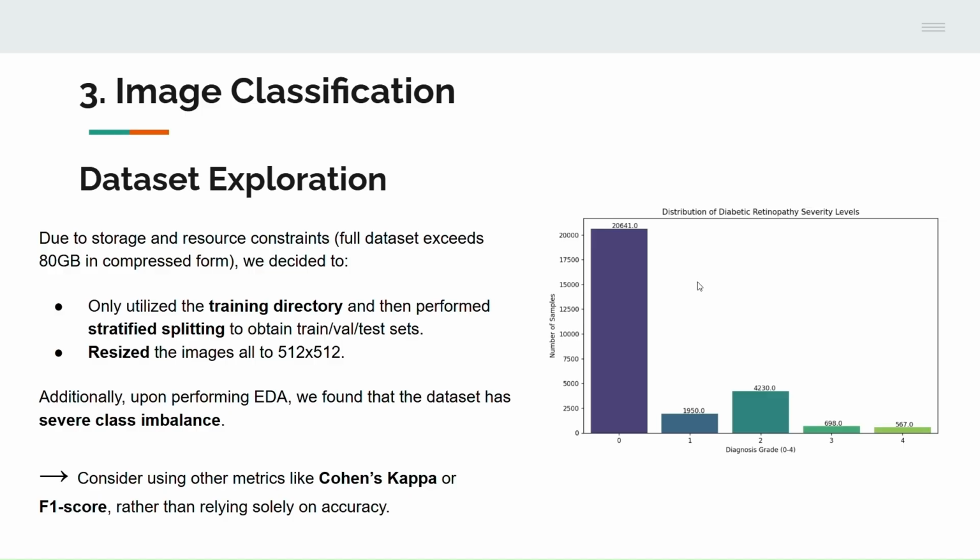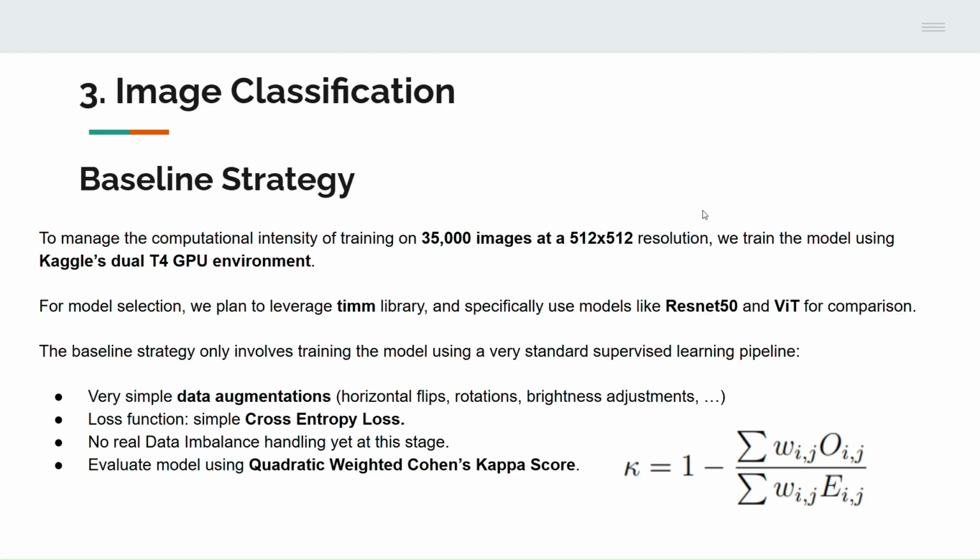Upon performing EDA, we also found that the dataset has severe class imbalance, so later on we should consider using metrics like Cohen's kappa and F1 score rather than accuracy. For our baseline strategy, we primarily decide to leverage the timm library and use models like ResNet50 and ViT, along with a very simple training pipeline shown here. So we use very simple data augmentations. There is no real data imbalance handling yet at this stage, and then we evaluate the model using the quadratic weighted Cohen's kappa score, in short, the QWK score.